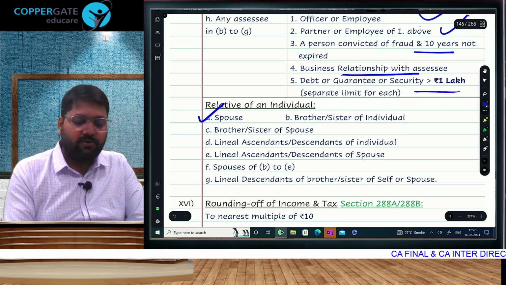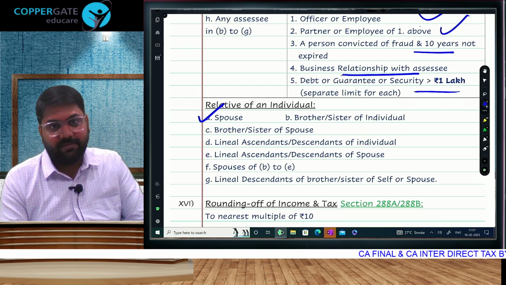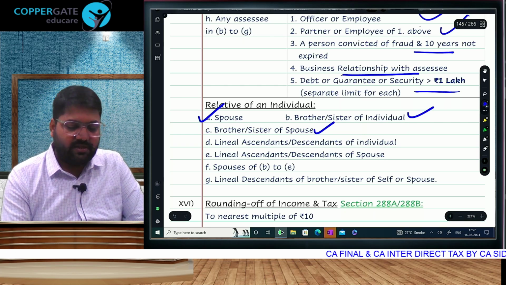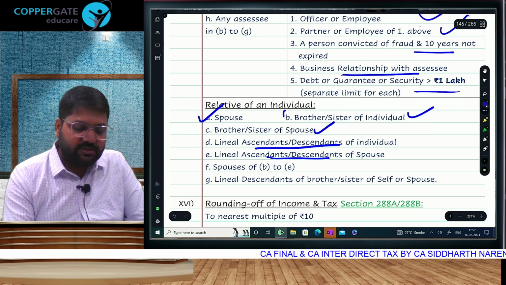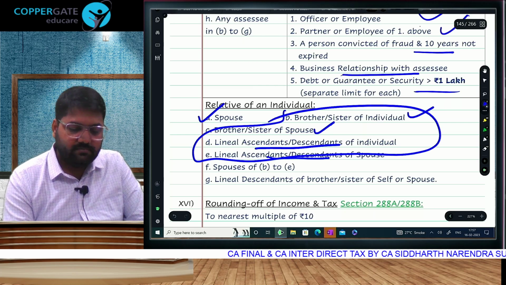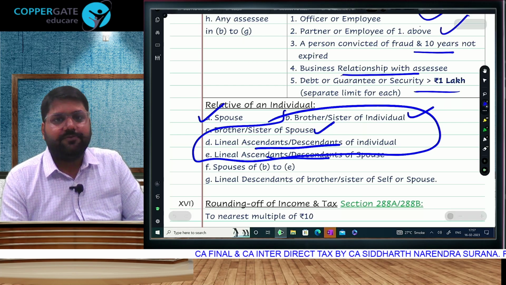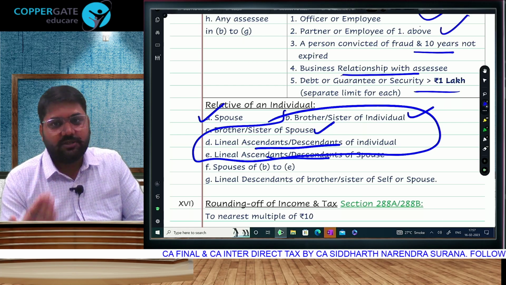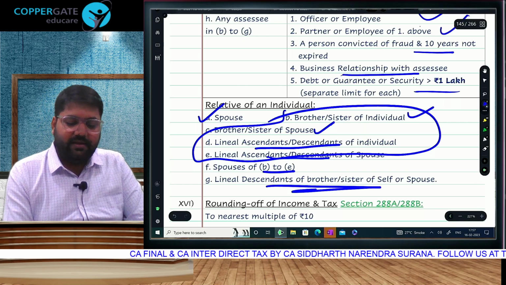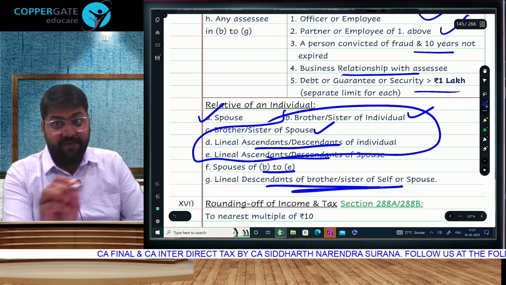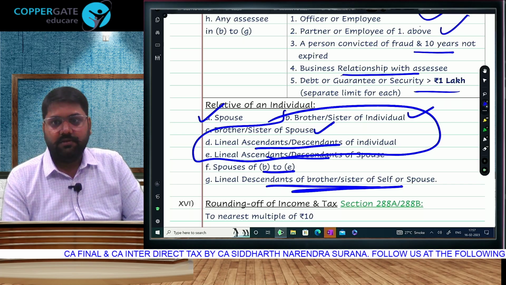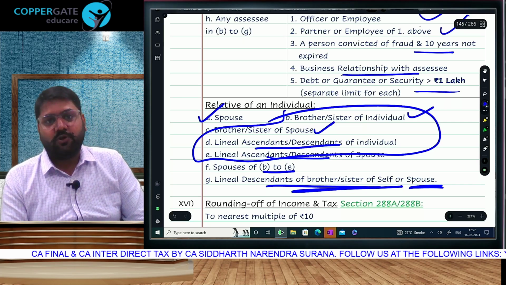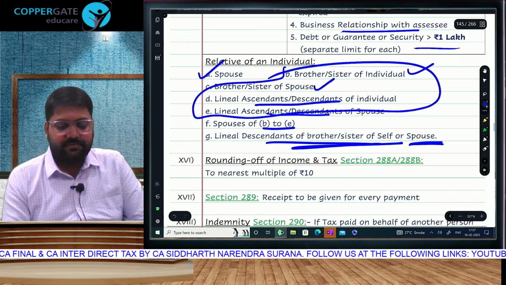Here, spouse is your relative, who cannot do your audit but can represent you. Brother, sister of spouse, lineal ascendant and descendant of self and spouse, spouses of B to E, and lineal descendants of your brother and sister, meaning nephew and niece, cannot become your auditors, and your wife's nephew and niece also cannot become your auditors. Okay.